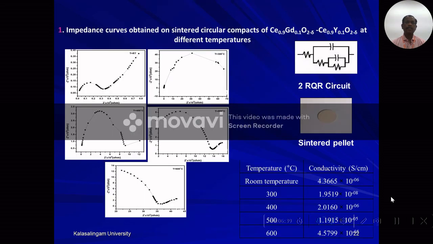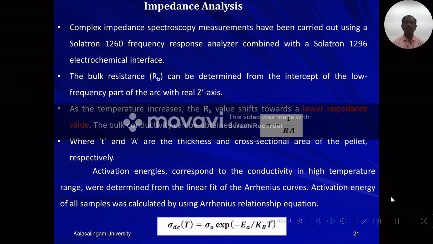Impedance analysis. Complex impedance spectroscopy measurements have been carried out using a Solartron 1260 frequency response analyzer combined with a Solartron 1296 electrochemical interface. The bulk resistance RB can be determined from the intercept of the low frequency part of the arc with the real Z prime axis. As the temperature increases, the RB value shifts towards a lower value. The bulk conductivity can be obtained from the equation sigma equals T by RA, where T and A are the thickness and cross-section area of the pellet respectively.